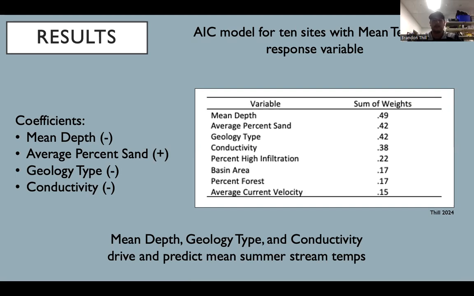So geology type in this scenario was classified as a 0 for sandstone or a 1 for dolostone. And overall, our sandstone streams were deeper and had lower conductivities. So mean temperature was lower in our sandstone streams.